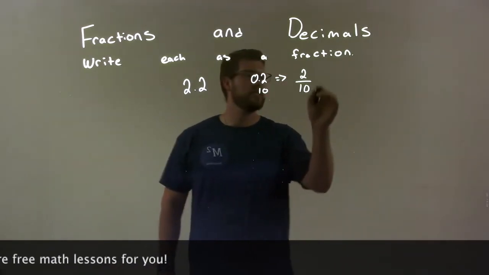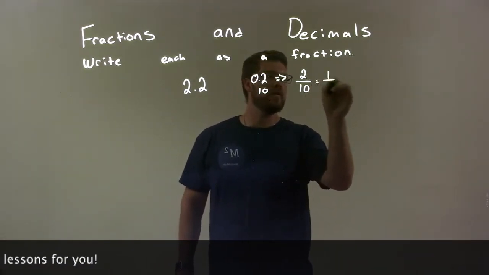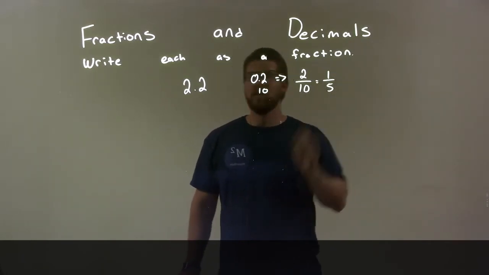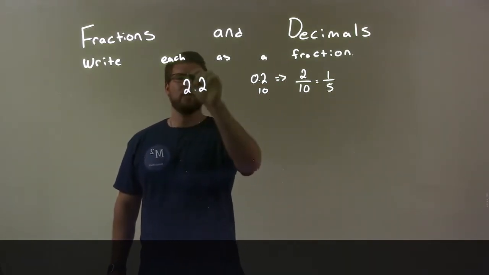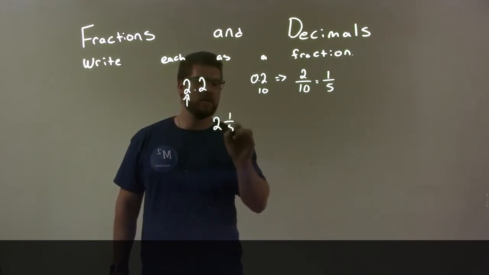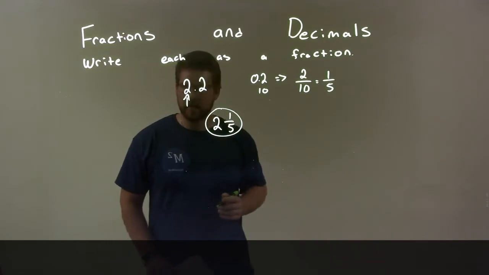Well, 2 over 10 simplifies to 1/5. We divide both by 2. So we have 1/5. Well, that 1/5 combines with that first 2 value right here, and so we have 2 and 1/5 as our final answer.